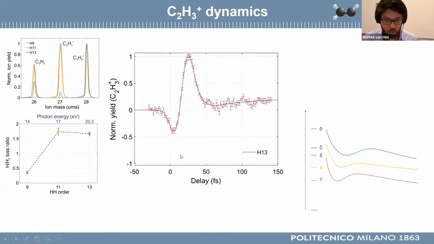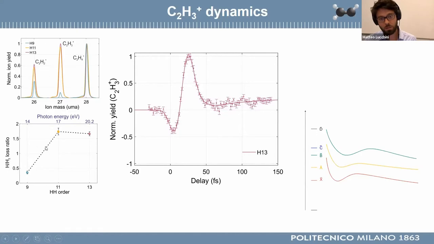There is more in this data, of course. I do not have time now because I want to talk about CO2 as well. But another striking difference, as I said at the beginning, is particularly located here, in the C2H3 plus fragment. Going from harmonic 9 to harmonics 11 and 13, you see a huge difference in the yield production. And if you look at the H over H2 loss, which is told by the production of CH2 plus and CH3 plus, you see that it goes from less than 1 to more than 1 if you go from harmonic 9 to harmonic 11 and 13.